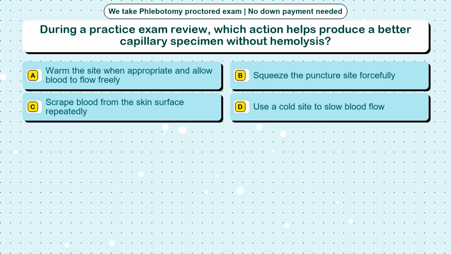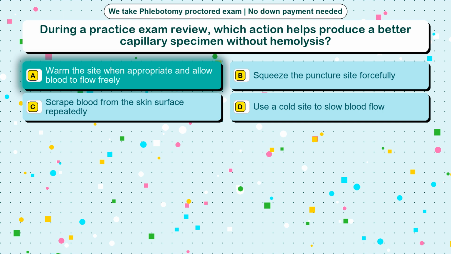Question 15. During a practice exam review, which action helps produce a better capillary specimen without hemolysis? Option A. Warm the site when appropriate and allow blood to flow freely. Option B. Squeeze the puncture site forcefully. Option C. Scrape blood from the skin surface repeatedly. Option D. Use a cold site to slow blood flow. The correct answer is option A.